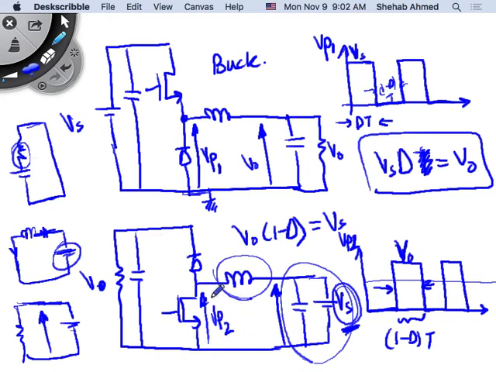Okay, so what was I trying to say? Does everybody see how this operates? How the boost converter operates? When the MOSFET is on, what's happening? When the MOSFET is on, the circuit looks like this, right? I have a source, an inductor, and a short circuit, right?